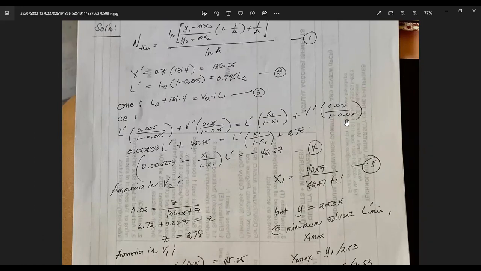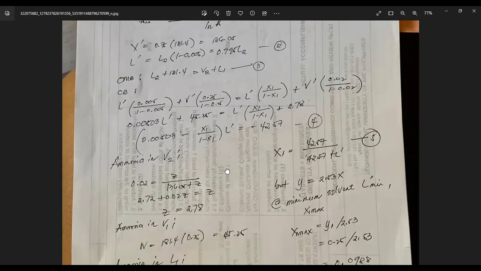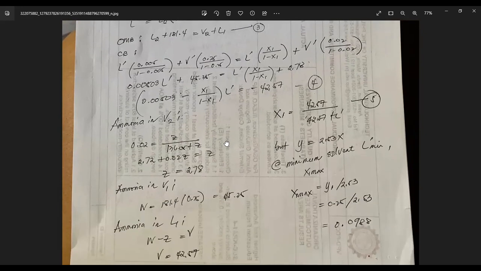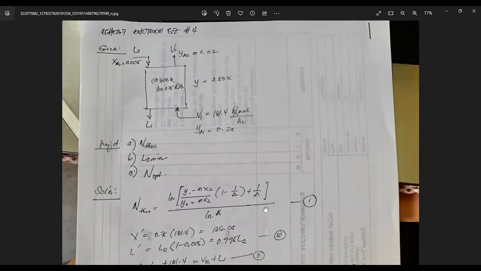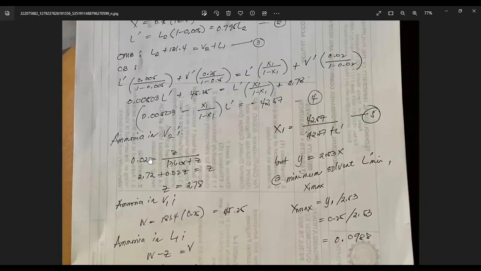So the right side here is for the leaving streams. So this is your equation 4. Notice, I intentionally write it here because I have so many unknowns. I have my L prime, I have my X1, I have my L2. If you account for the ammonia in V2, the leaving gas, this should be 0.02 equal to the ammonia, which you do not know, over the inert part, the other gases, which is your V prime plus this. You actually get the ammonia in V2.